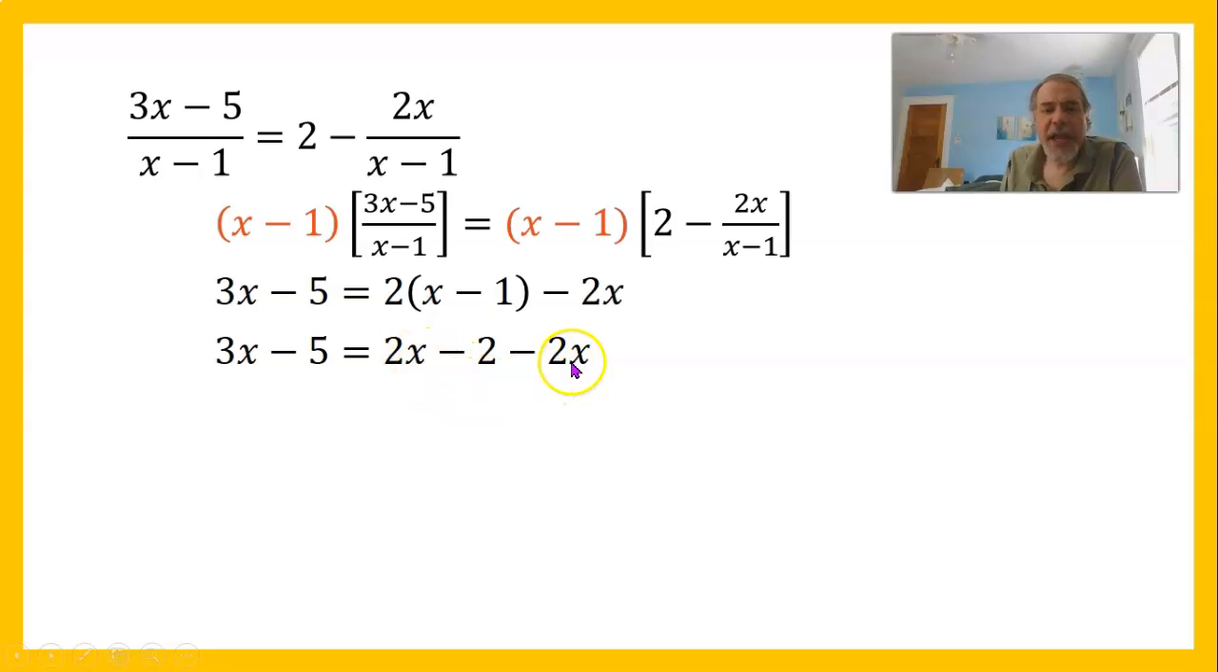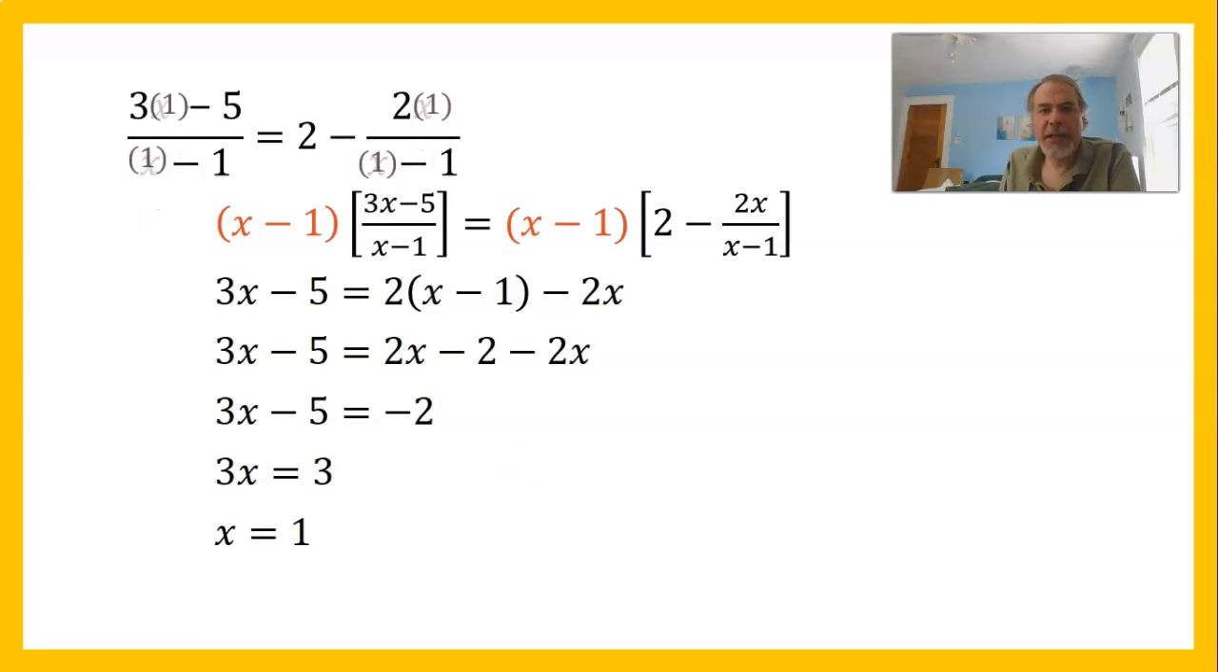If I combine the x terms here, 2x minus 2x is 0x, or just 0, so those cancel out. 3x minus 5 equals negative 2. Add 5 to both sides, we get 3x equals 3. Divide both sides by 3, we get x equals 1.